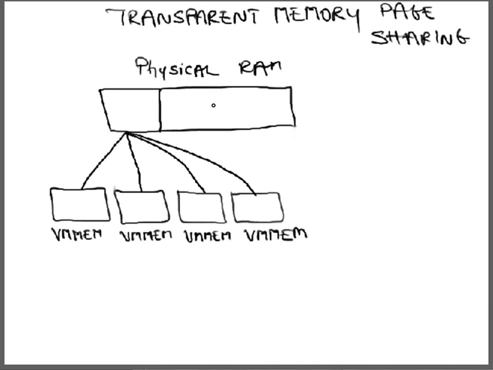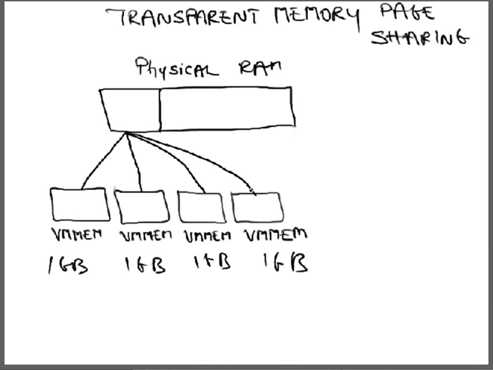Now, the concept of transparent memory page sharing, what is it? What's its advantage? So you have virtual machines here that have virtual RAM, virtual memory. Let's say for example, you've assigned this virtual machine 1 gig, and this virtual machine 1 gig, and this virtual machine 1 gig, 1 gig. All of this is obviously 1 gig of RAM. Now, this 1 gig of RAM is obviously 1 gig of virtual RAM that needs a chunk of the physical RAM in order to be allocated to those virtual machines.